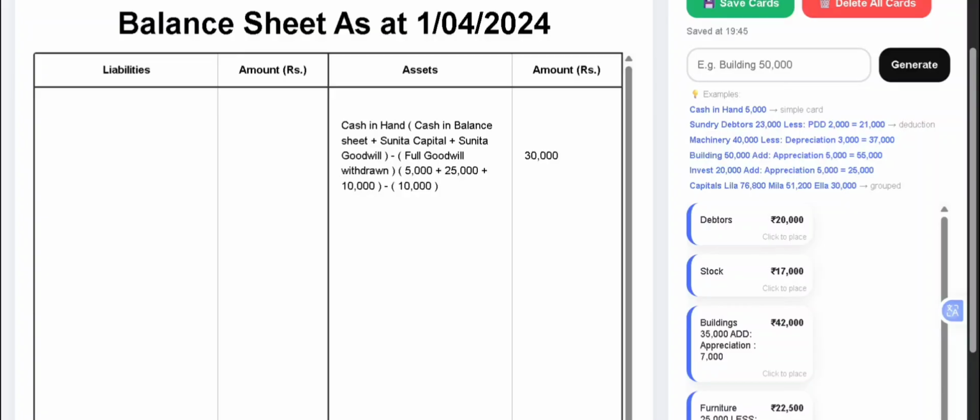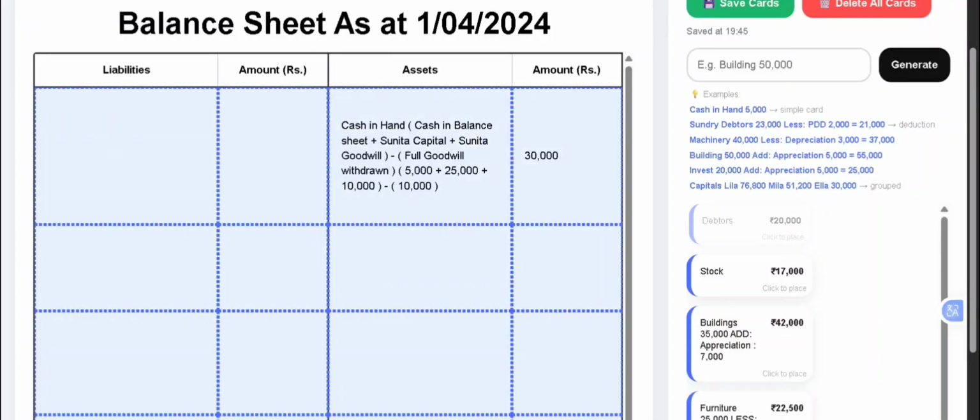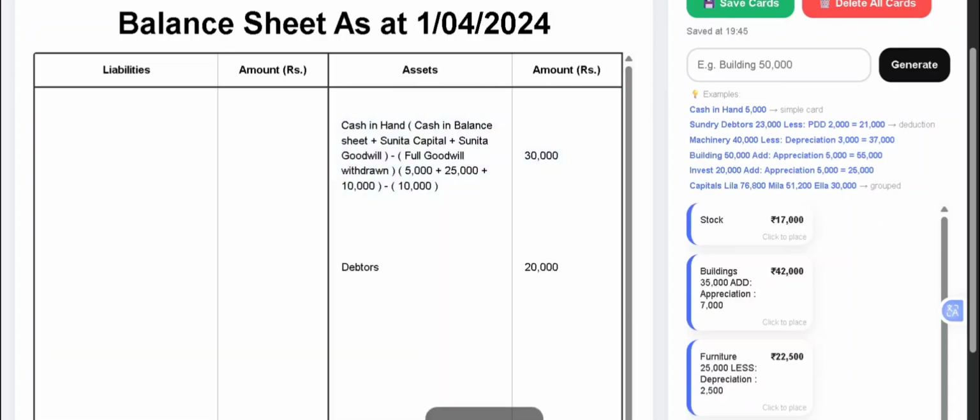Now next what we have on the balance sheet is the debtors. Now debtors, we had an adjustment saying that the PDD is no longer required. So the PDD should not be taken into account. Write the original debtors amount, that is 20,000. So since the PDD is recovered, the PDD will not be deducted in the balance sheet.